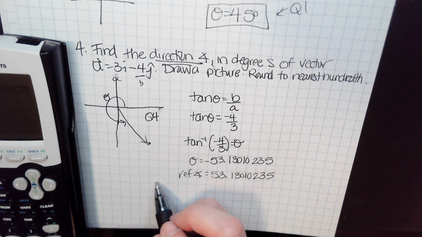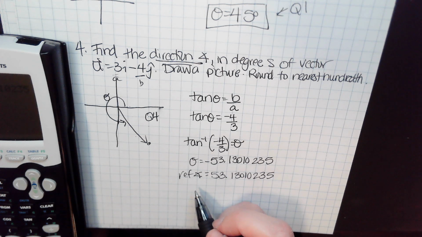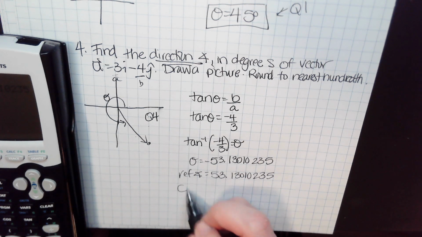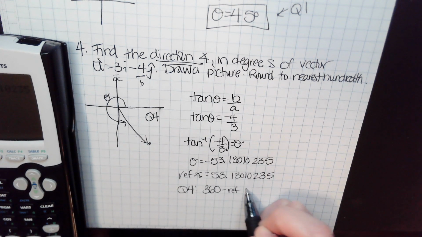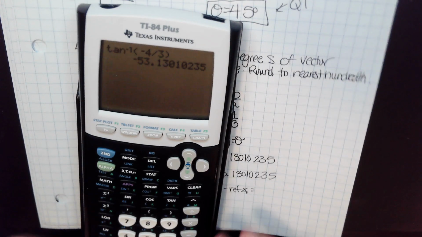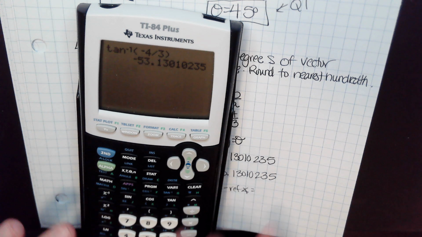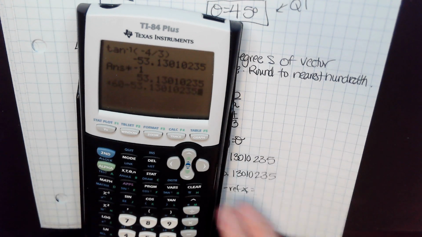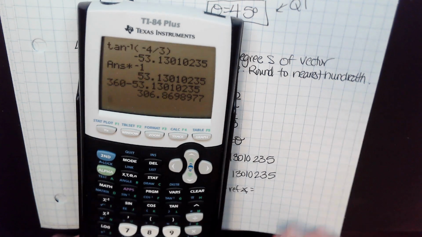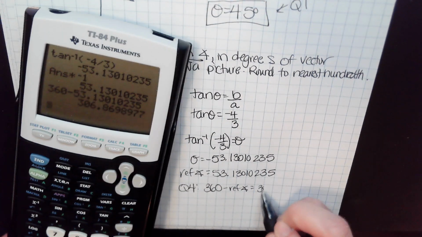So now I want to put that into quadrant 4 to find what that angle would be in standard form. So to do that, I'm just going to subtract my reference angle from 360. You can multiply it by negative 1, and then you could do 360 minus your answer, or you could have just done 360 plus that answer, and write out your whole decimal.